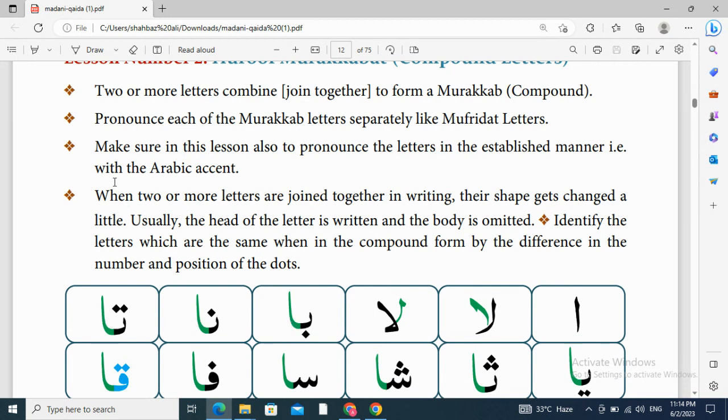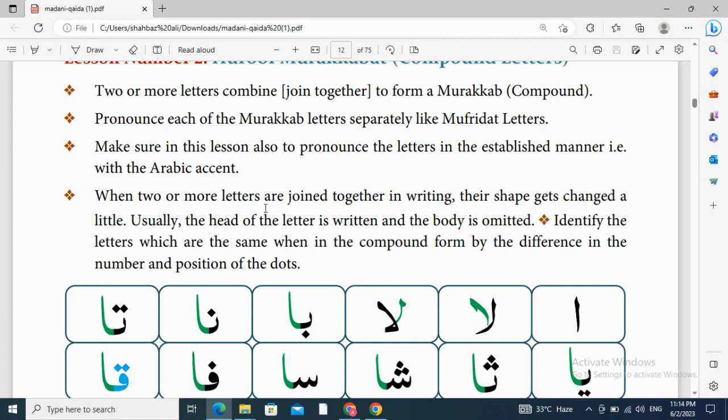Make sure in this lesson also to pronounce the letters in an established manner with an Arabic accent. It is absolutely compulsory. While reciting the Holy Quran, we should follow the Arabic grammar and rules. Otherwise, honestly, I am saying that there will be no advantage in reciting the Holy Quran.